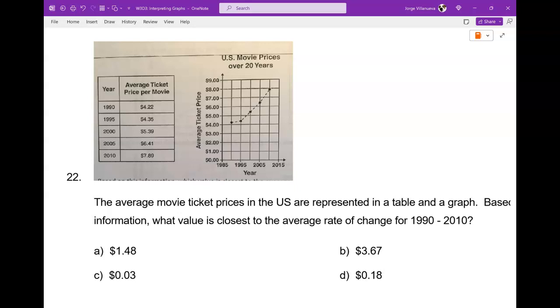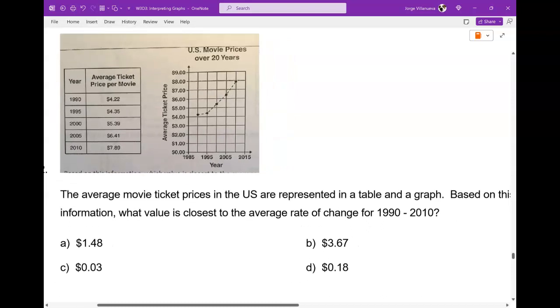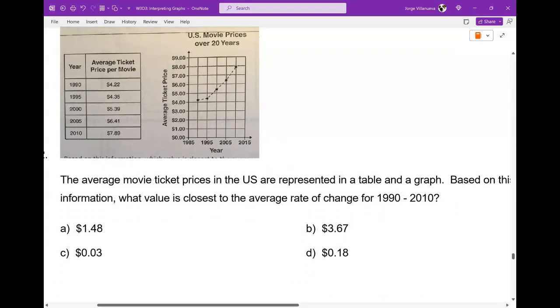So they give us this picture right here, and it says, let me try to move this up a bit. So U.S. movie prices over 20 years, they give you a graph and then they give you a chart. Now to be honest with you, this graph doesn't really matter.